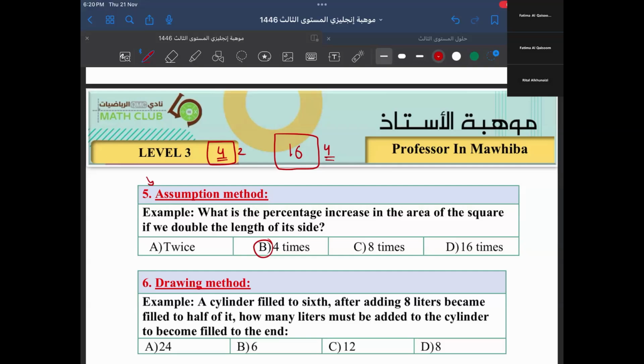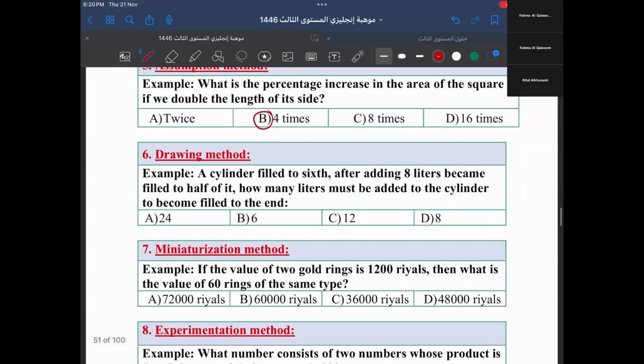It became 16. So it multiplied by 4. So now, since I assumed a small square and a bigger square, we found that the answer here is 4. Excellent. Yalla, question 6.